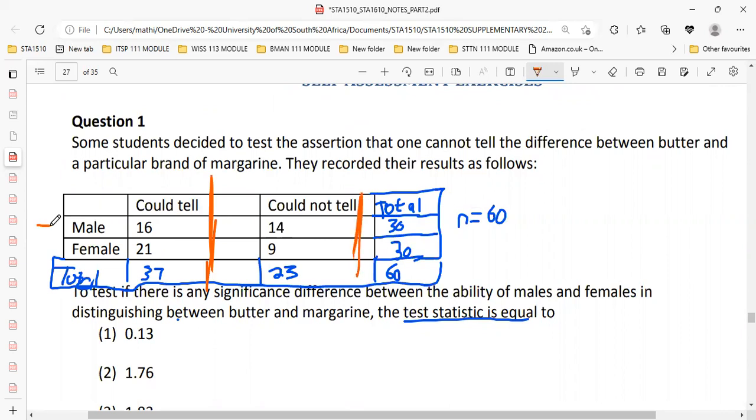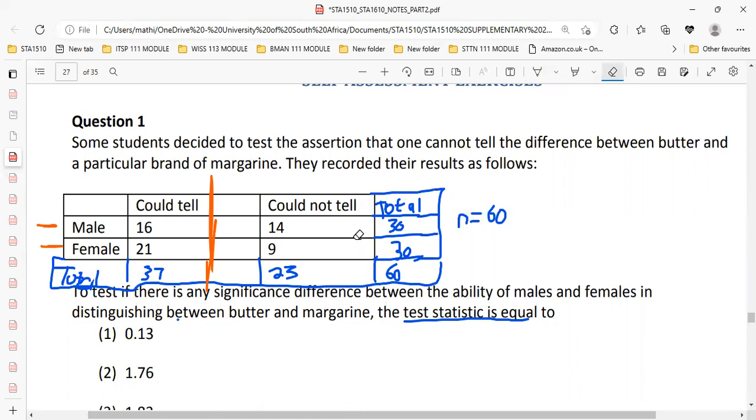This one here, under male and female, it's row total. Please remember that it's row total. Then this one here, it's column total for could not tell. Then this one here, it's row total for male, row total for female. Okay, hope you all understand that.